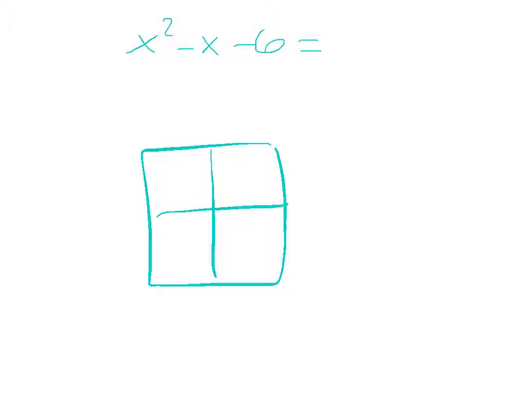All right, now let's try something with a negative, x squared minus x minus 6. So we make our box. We've got x squared in the top left, negative 6 in the bottom right. Now this is where it gets interesting when you get a negative. So we have x and x again. 1 and 6 and 2 and 3 give me 6.